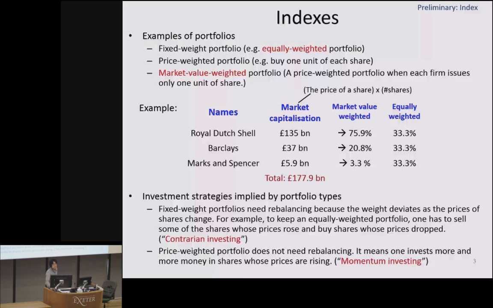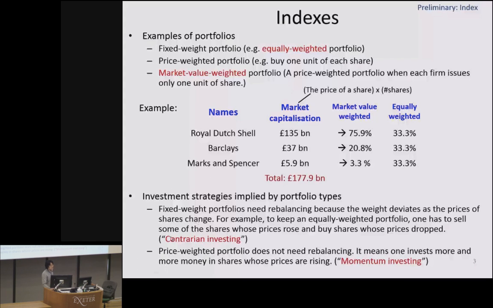But suppose 3 months passed and the price of Dutch Shell has increased while the price of Barclays has decreased. Then your portfolio weights are no longer 1/3, 1/3, 1/3. More than 1/3 of your money is in Dutch Shell and less than 1/3 of your money in Barclays. So if you want to stick to equal weights, you have to sell some of your Dutch Shell shares, get some cash, and buy more Barclays shares using that cash to recover equal weights.